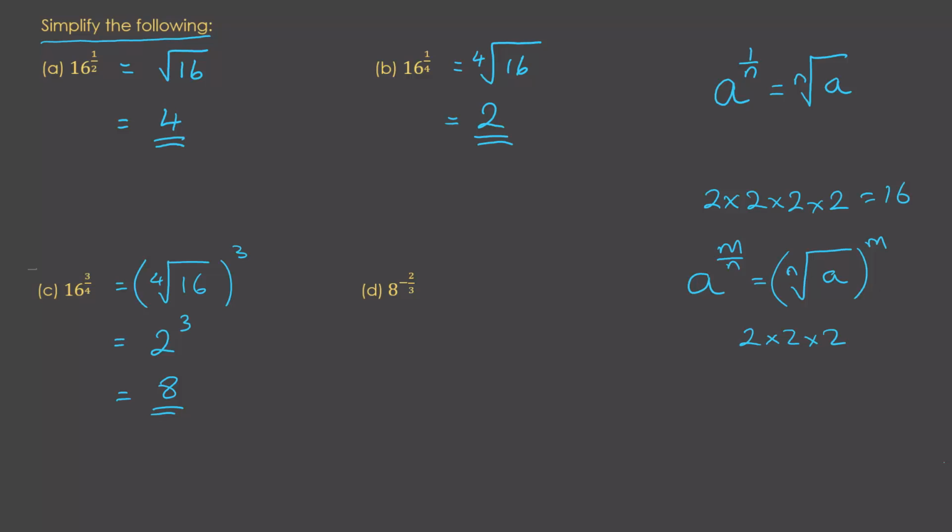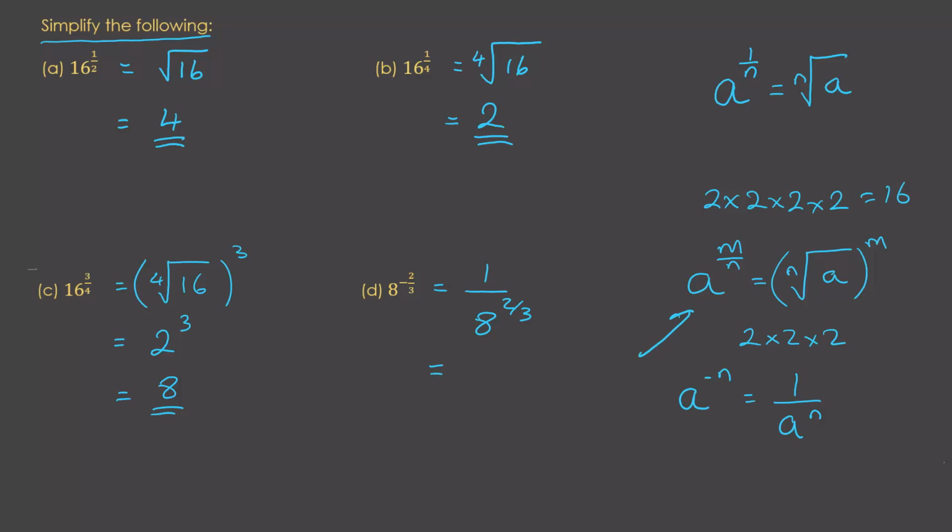And the last one here is 8 to the negative 2/3. Now remember, a to the negative n is 1 over a to the n. I always deal with the negative first. So what I'm going to do is write that as 1 over 8 to the 2/3. So you'll notice that I've got rid of the negative by turning it into a fraction. And that's always my first step.